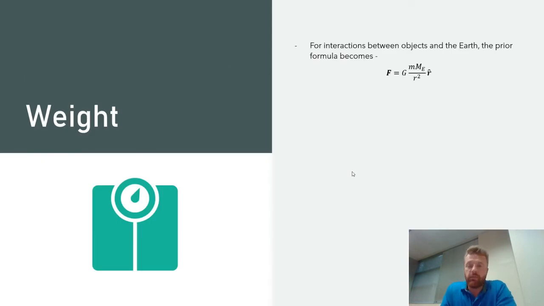In terms of weight, when you actually have an object interacting with the Earth and we're describing that gravitational force, symbolically, we can just swap out one of the m's, the masses of the two objects, for M sub b. So little m here is just the mass of the object that we're considering. Big M sub b is just the mass of the Earth. And what this is going to tell us is the gravitational force that the Earth exerts on any object.